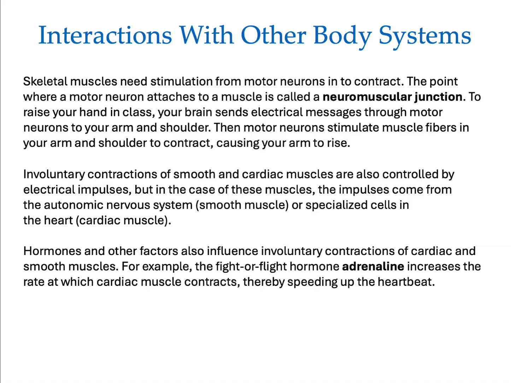Involuntary contractions of smooth and cardiac muscles are also controlled by electrical impulses. But in the case of these muscles, the impulses come from the autonomic nervous system, in the case of smooth muscle, or specialized cells in the heart, as you know, called the cardiac muscle cells. Hormones and other factors also influence involuntary contractions of cardiac and smooth muscles. For example, the fight or flight hormone adrenaline increases the rate at which cardiac muscle contracts, thereby speeding up the heartbeat.